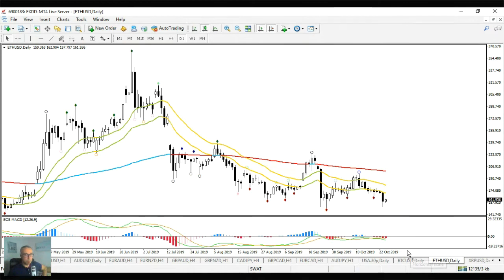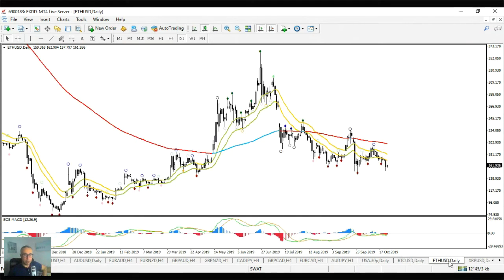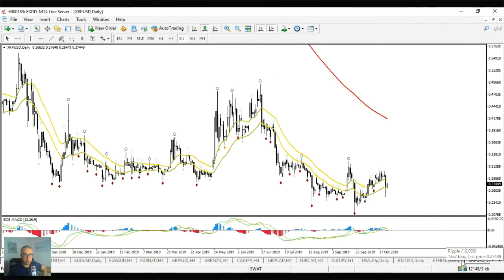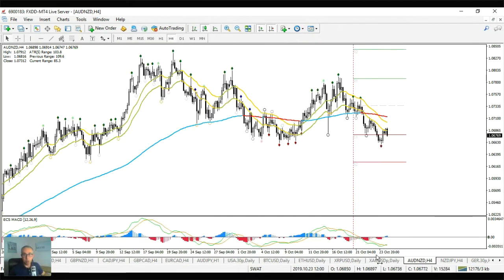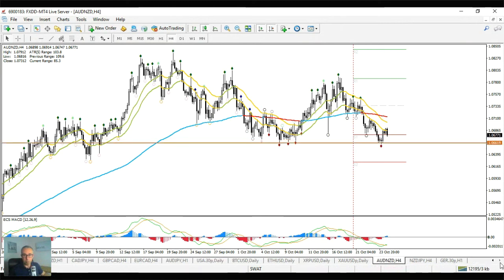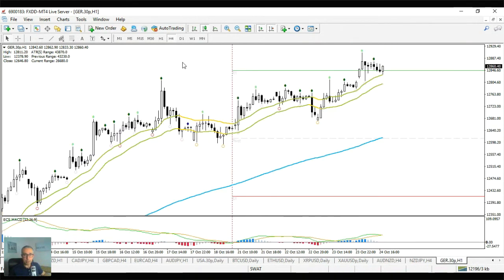Ethereum, it's in a downtrend already, and Ripple stays the same. Excuse me, folks. What else is going on? Oh yeah, on New Zealand. On New Zealand, starting to flip bearish, although price is right at that support. So looks like a double bottom, but could break.